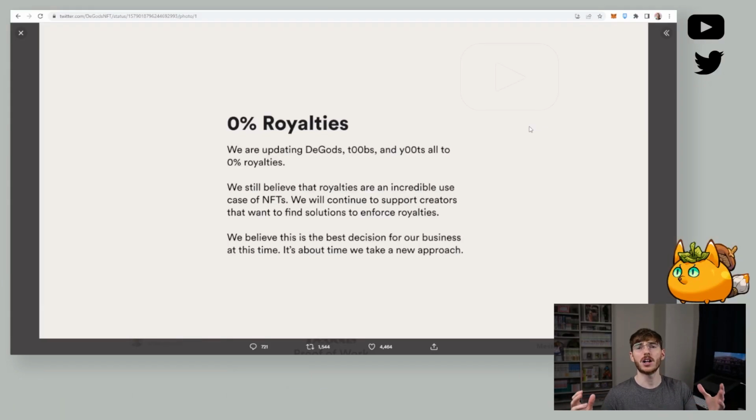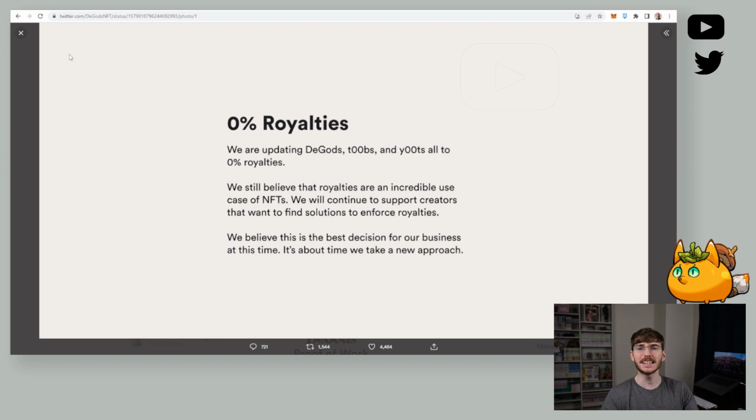Royalties have always been a hot topic in NFTs, and it's really heated up over the past couple weeks because of a couple events. One of them being that D-Gods, the creators of Utes, went to a zero royalty system. Now, I just want to talk a bit about royalties in Axie Infinity and why they're unique and what the marketplace does with these royalties, and why, in my opinion, I don't think the Axie Infinity royalties are ever going to go away anytime soon.